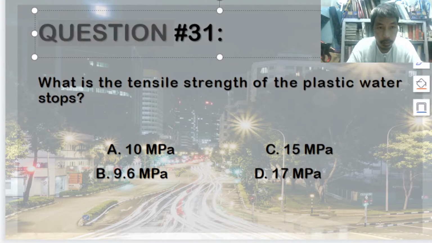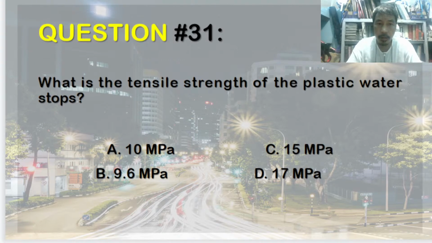So number 31. What is the tensile strength of the plastic water stops? A, 10 megapascal. B, 9.6 megapascal. C, 15 megapascal. And D, 17 megapascal. What is the tensile strength of the plastic water stops?